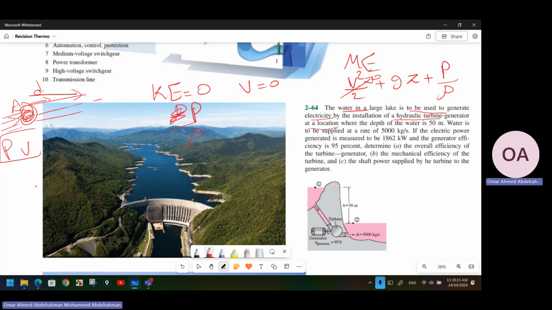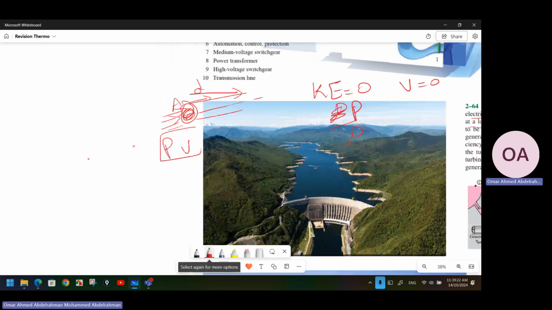It is the same as what we did in the boundary work. I will do it again. Any work is equal to force times distance, and the force here is pressure times the area, and the distance remains the same. So I will have PV. So that is the flow work.